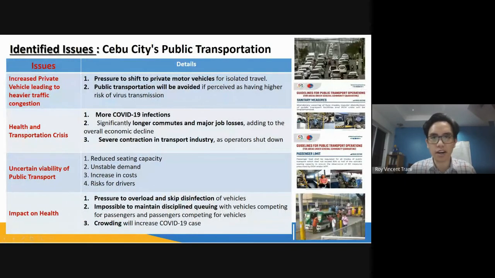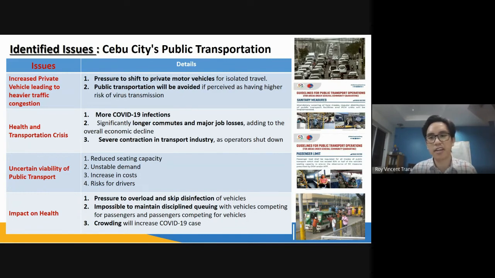So the different issues in Cebu City are: increased private vehicles leading to heavier traffic congestion, and a health and transportation crisis. So more COVID infections despite not really an increase in traffic or transportation travel time, I mean. And then the unavailability of public transport. This is a big problem, as we saw earlier in Davao. And then the impact on health. If people slowly go back to using the old way of public transportation, like these jeeps that are not properly spaced out, with no protocol, it might make COVID-19 worse.